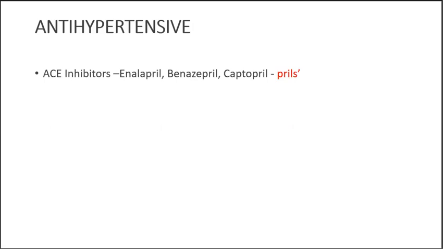Okay, welcome everyone. Today we'll be looking at medications you need to know for the NCLEX, and we'll be starting with antihypertensives. There are some major classes of antihypertensives you need to know for the NCLEX. One of them would be your ACE inhibitors. And one way to remember your ACE inhibitors is that majority of them end with the suffix prils. So your Enalapril, your Benazepril, Captopril, those are our ACE inhibitors.